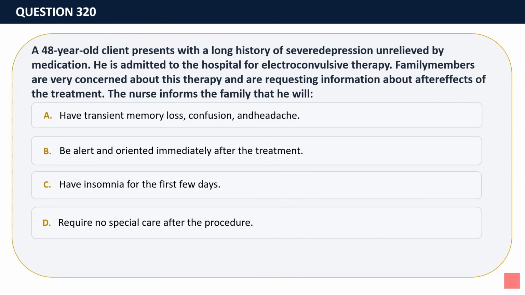Question 320. A 48-year-old client presents with a long history of severe depression unrelieved by medication. He is admitted to the hospital for electroconvulsive therapy. Family members are very concerned about this therapy and are requesting information about after effects of the treatment. The nurse informs the family that he will: A. Have transient memory loss, confusion, and headache. B. Be alert and oriented immediately after the treatment. C. Have insomnia for the first few days. D. Require no special care after the procedure.